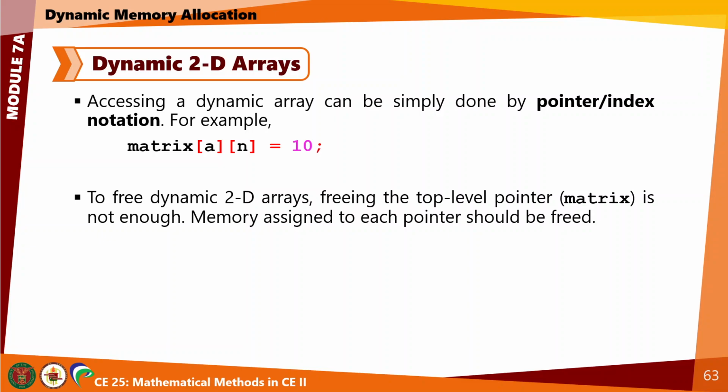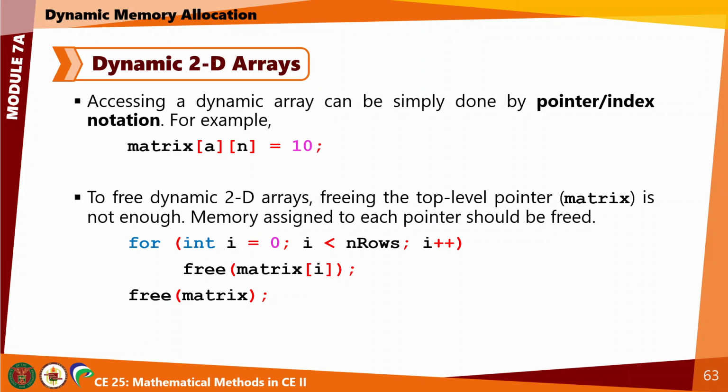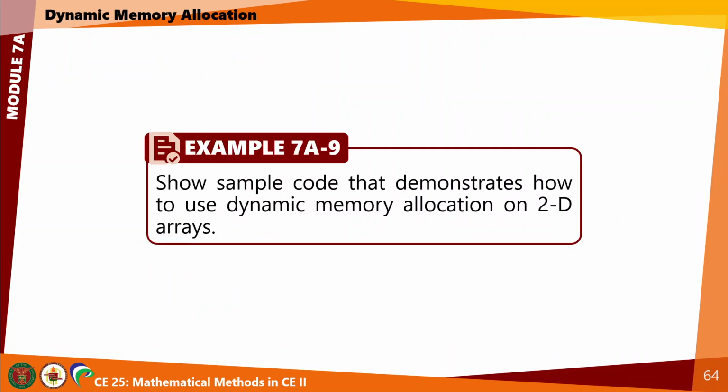Aside from the top level pointer or yung matrix natin or yung array natin to yung pointer natin to pointers, kailangan yung bawat pointer natin i-free din natin. So basically ganito itsura na. Unahin natin i-free yung nasa loob yung matrix or yung array for our columns, and then tsaka natin i-free yung array natin to the pointers for each row. Okay, na kung hindi gets, let's see yung ating example 7a-9 which demonstrates how to use yung dynamic memory allocation natin sa 2D array.